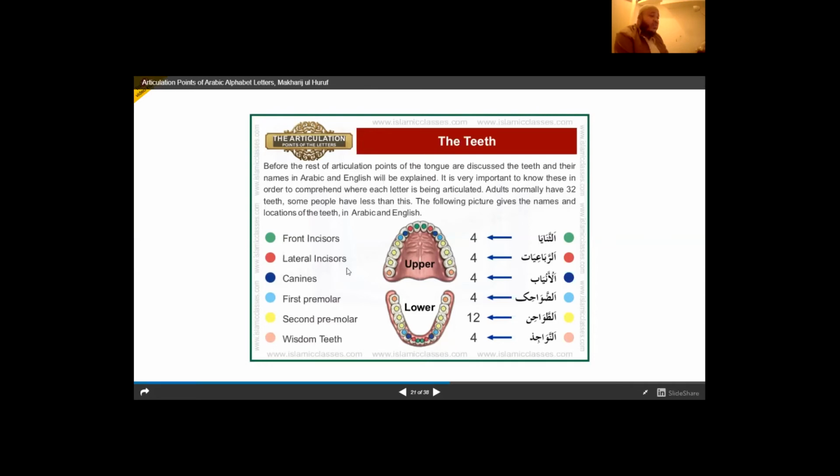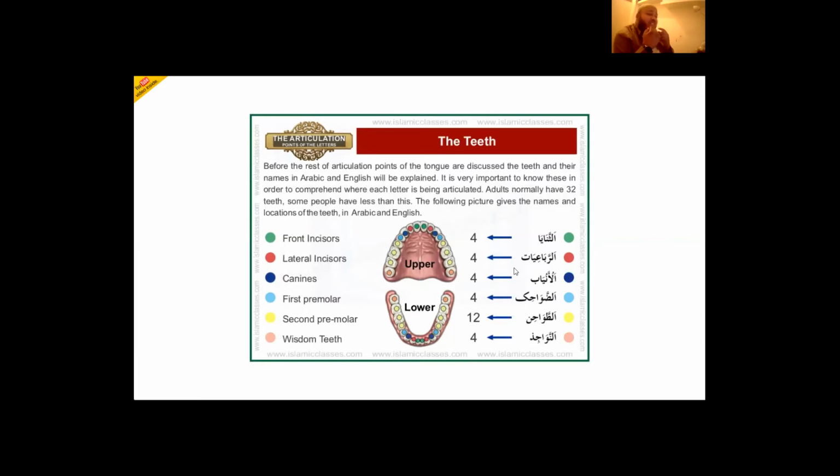Okay? You've got the ar-raba'iyat. Ar-raba'iyat, they go down further after the two middle teeth. The two middle teeth are normally the two biggest ones, and then the ones after that are the raba'iyat, the lateral incisors, and then you have your canines, okay, the anyab, and the wahik.